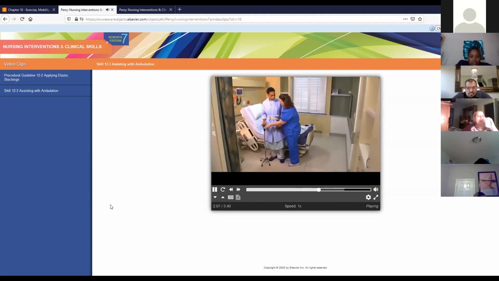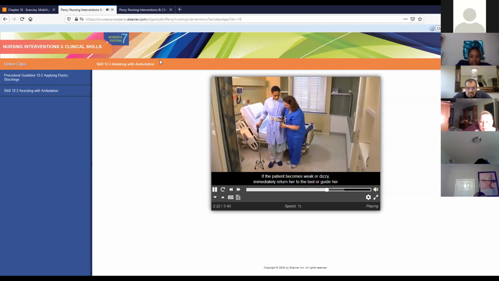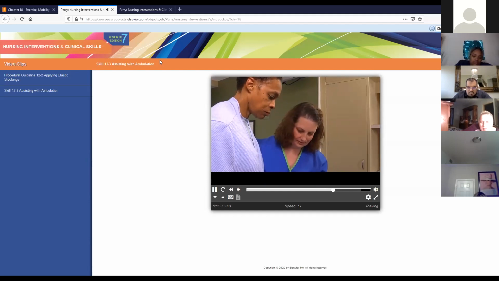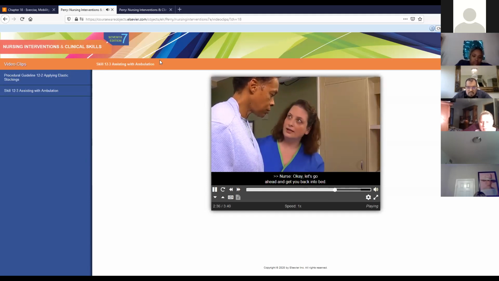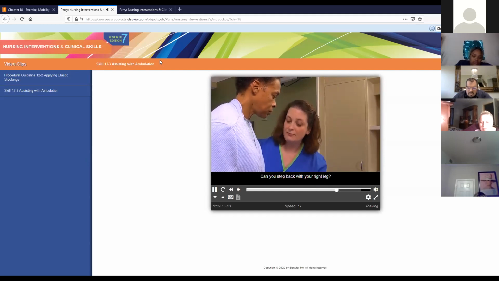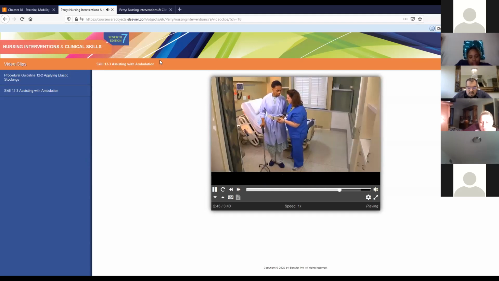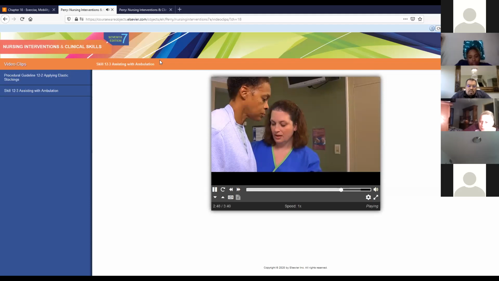Okay, we're going to take a step. Have her take a few steps as you stand on her stronger side. Or, if the patient uses an assistive device, stand on her weaker side instead. If the patient becomes weak or dizzy, immediately return her to the bed or guide her to a chair, whichever is closer to her. And left leg. And your right. Good. How are you feeling? It's beginning to feel a little lightheaded. Okay, let's go ahead and get you back into bed. Can you step back with your right leg? Now the cane and your left leg. And your right leg.